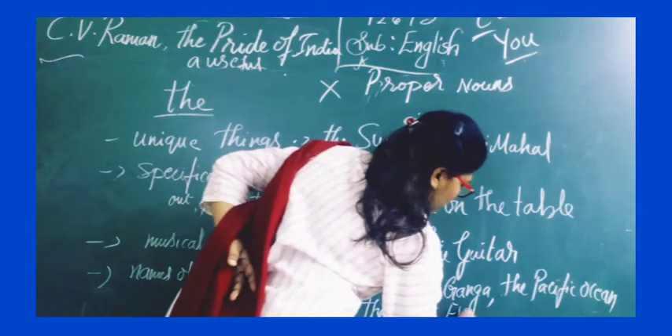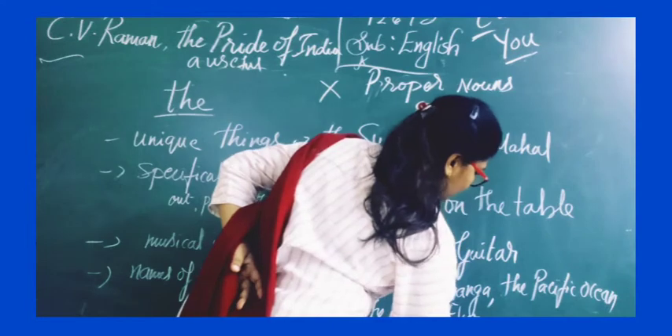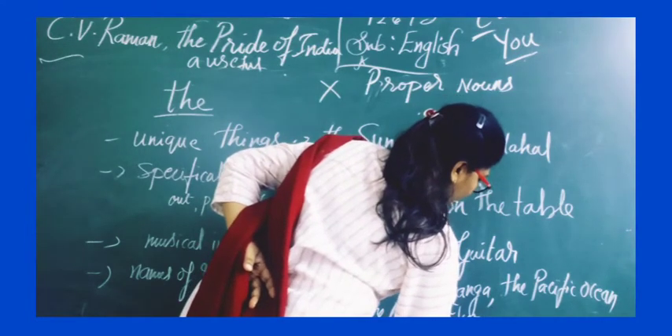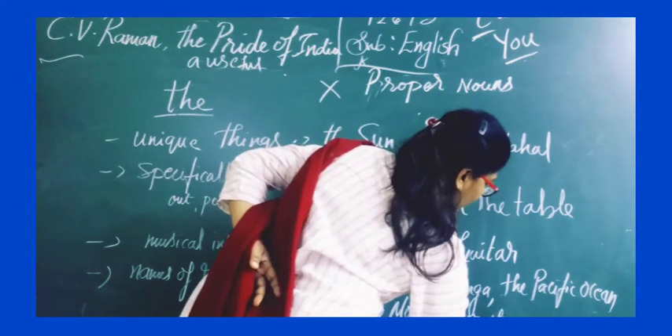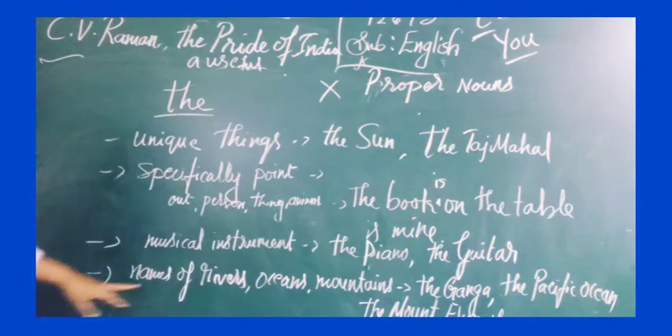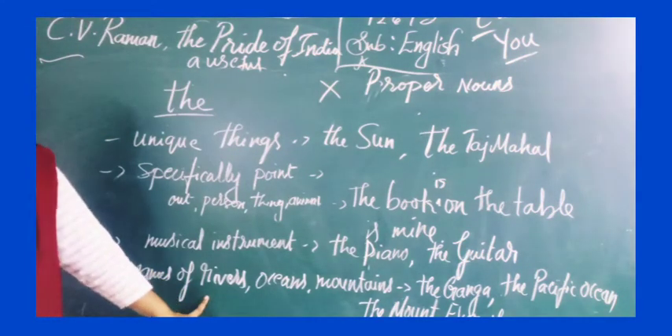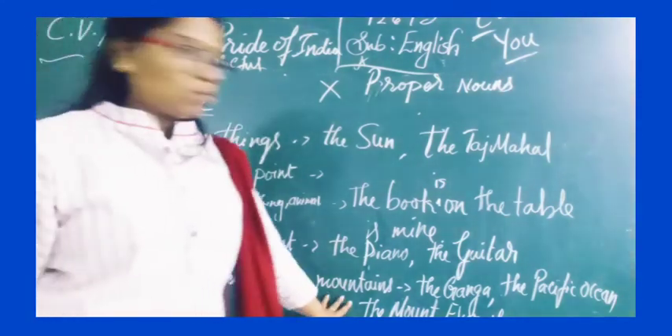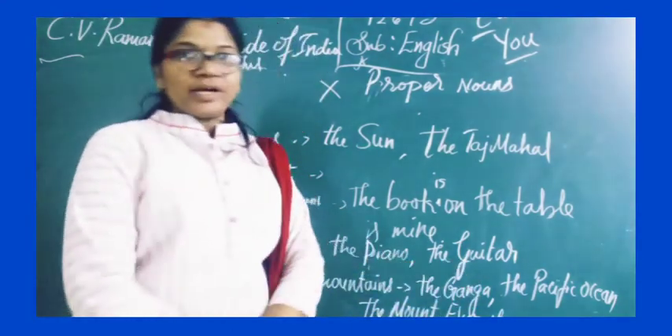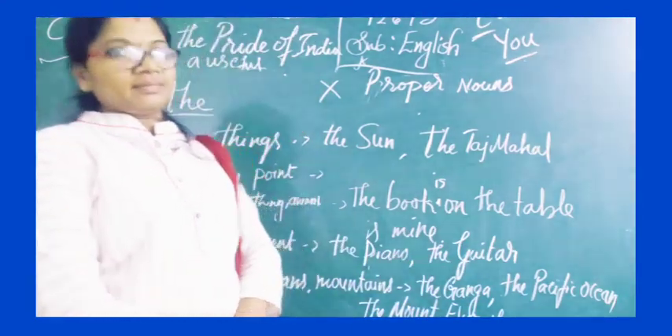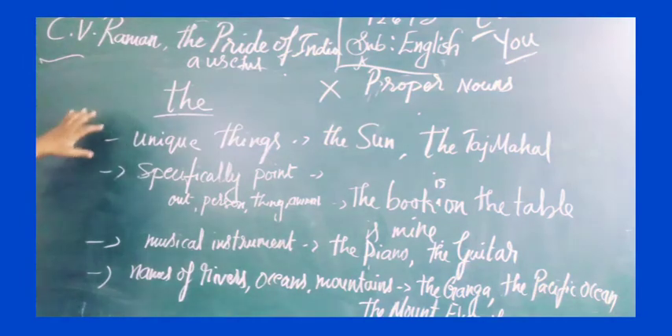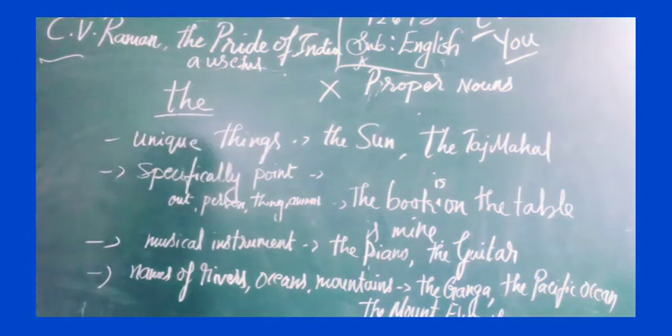So before the names of all the rivers, oceans and mountains, please use only the article the. Okay, now let me go on. We have many more points on when to use the.